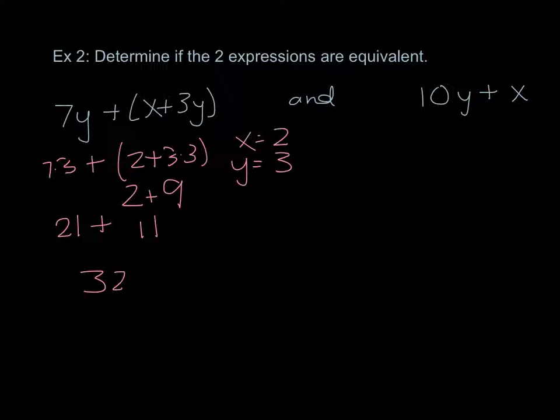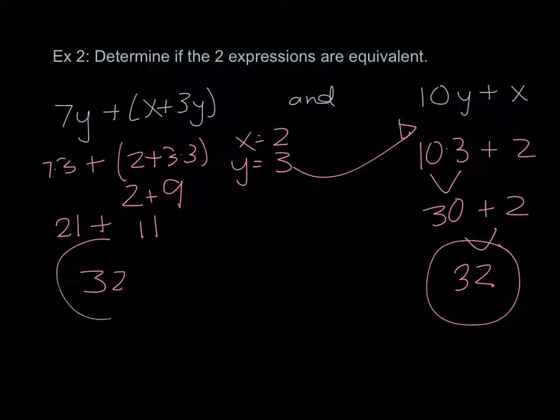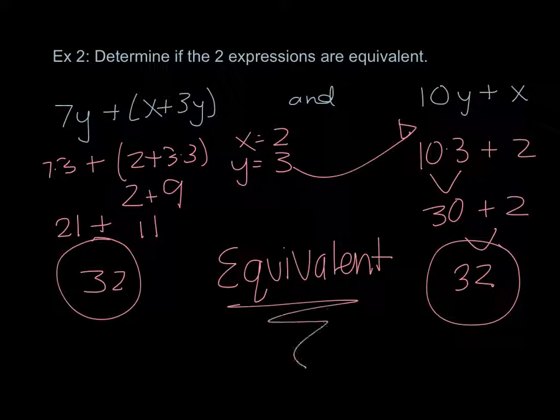Let's try it over here. If 10 times y, right here, I'm going to substitute this in, 10 times 3 plus 2 gives me 30, and that gives me 32. Oh, look at that. We have the same answer on both expressions, meaning that these expressions are equivalent. How cool is that? So this is just another method. There are other methods to do it if you wanted to combine like terms. 7y plus 3y equals 10y plus x.